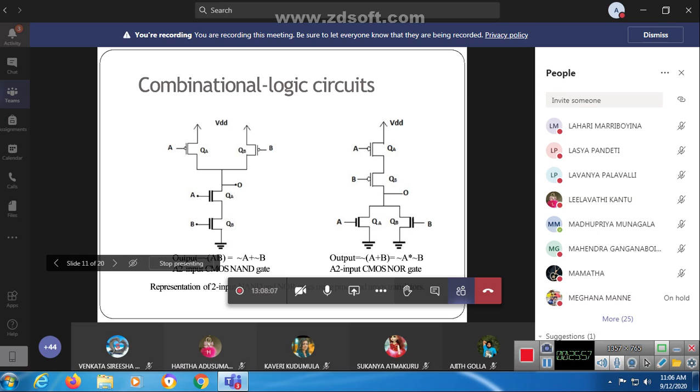For the design, the question will arise as: design a 2-input CMOS NAND gate by using CMOS technology. CMOS consists of a combination of PMOS transistor and NMOS transistor. I will tell you how we have to follow two conditions to design this.